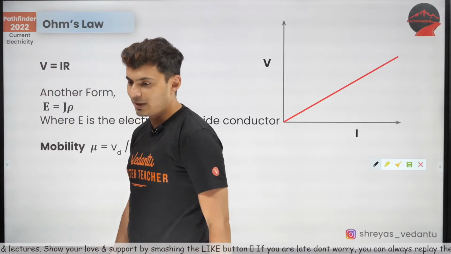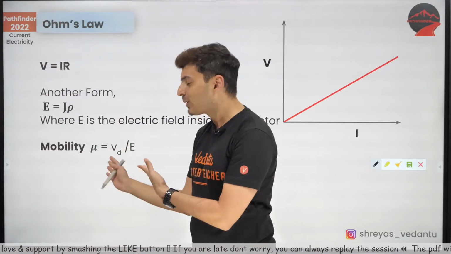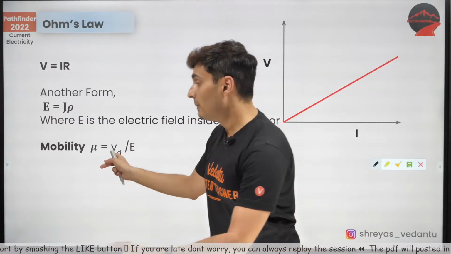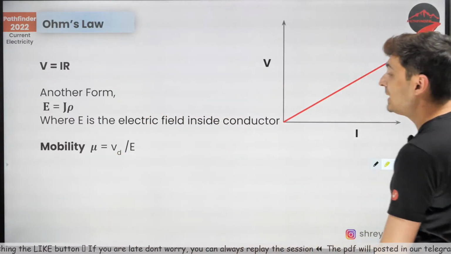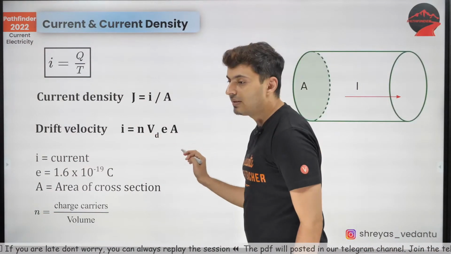Zeppin is saying they asked a direct question using the mobility concept. So it's a straightforward formula, drift speed by E. Remember what is the formula for drift speed? I'll just go back in case you forgot. It's given by I is equal to nAveA.